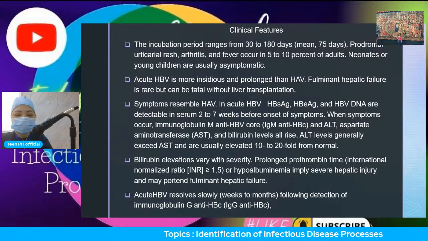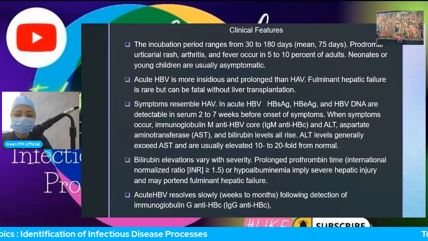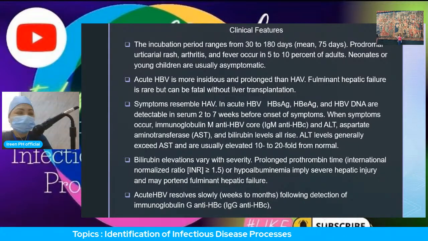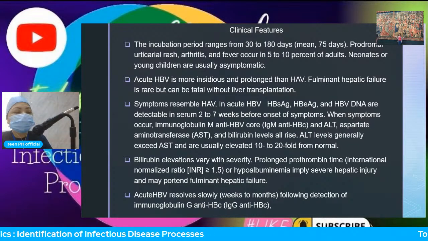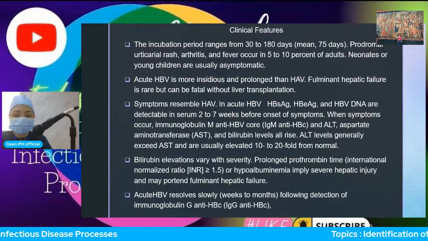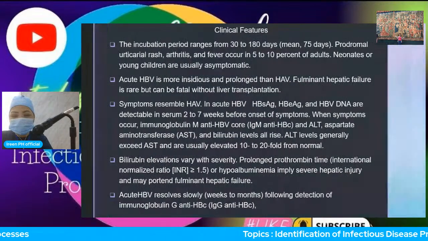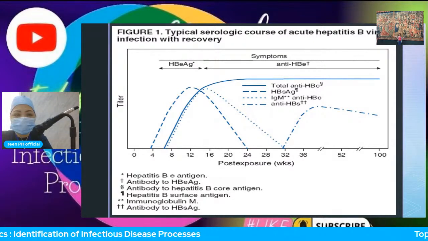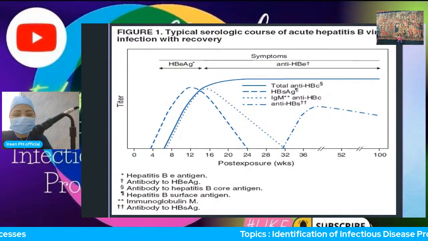Prolonged prothrombin time, international normalized ratio above 1.5, or hypoalbuminemia implies severe hepatic injury and might portend fulminant hepatic failure. Acute hep B virus resolves slowly, over weeks to months, following detection of immunoglobulin G anti-HBc, IgG anti-HBc. This is a typical serologic course of acute hepatitis B virus infection with recovery.